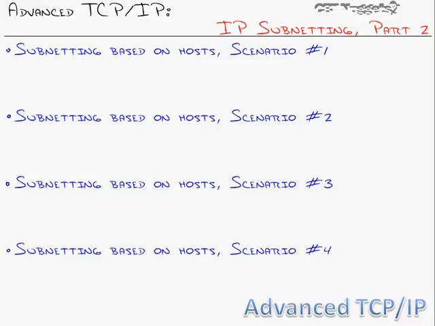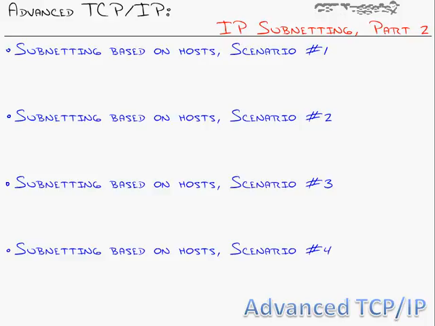Let the adventure continue as we move into TCP/IP subnetting part 2. What we're going to do is build on the foundation that we laid in part 1, which was the 3 steps of subnetting based on the number of networks, as in we had the number of networks that we needed and figured out our subnets from there. Well, this video changes that scenario a little bit, flipping it on end and saying we're going to subnet based on the number of hosts rather than the number of networks.